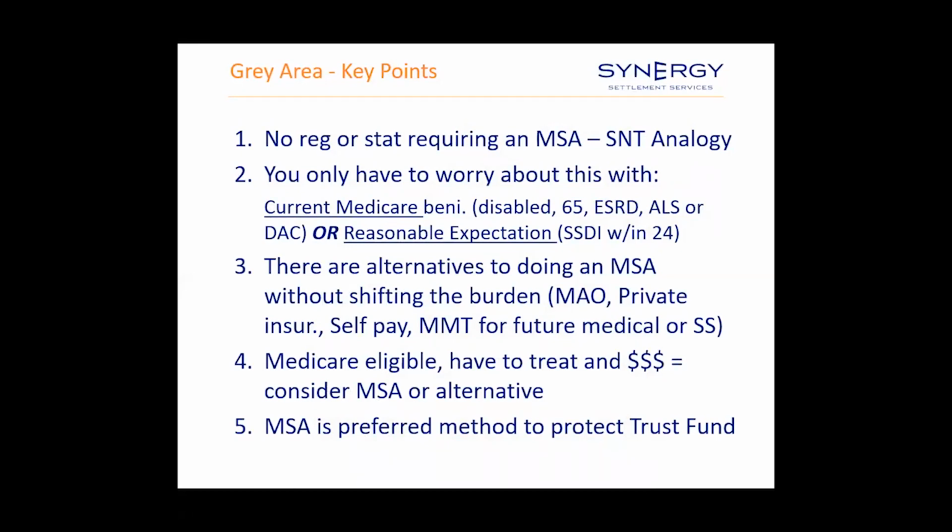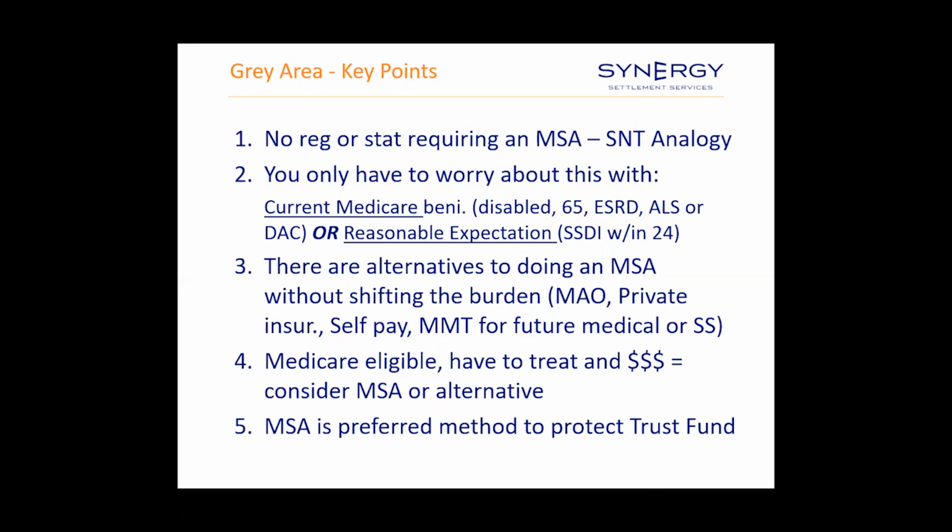For example, the client could enroll in a Medicare Advantage plan, they could get private insurance, they could self-pay, they could do a medical management trust for future medical, they could do a structured settlement. There are different ways of making sure that there's no issues with Medicare compliance, but those have to be evaluated and investigated. But if you have someone that's Medicare eligible, is going to require future treatment, and is getting dollars to fund future medical, that's when you want to look at considering an MSA analysis or some type of alternative.